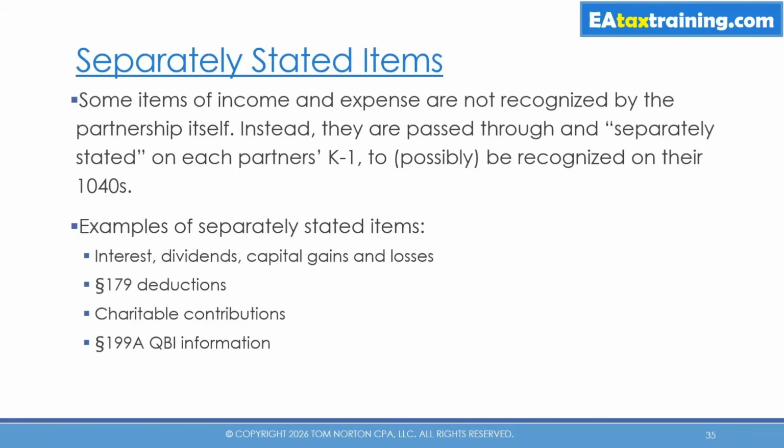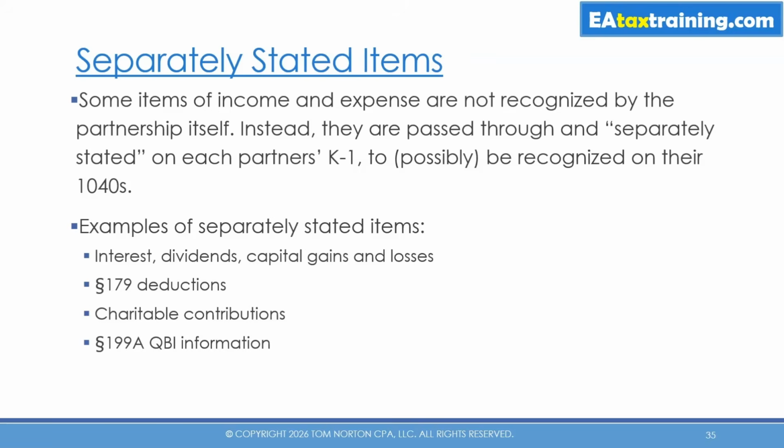Separately stated items. So there are some items of income and expense that are not recognized by the partnership itself. So when we looked at that 1065 and we saw that ordinary business income, some amounts of both revenue and expense are not going to be reflected in that ordinary business income.